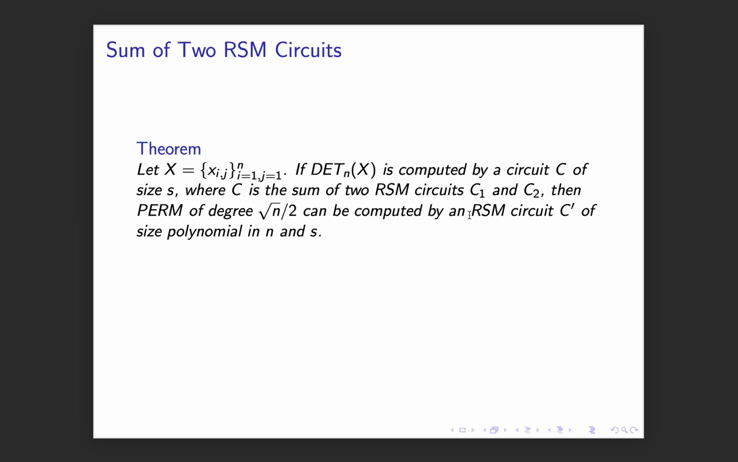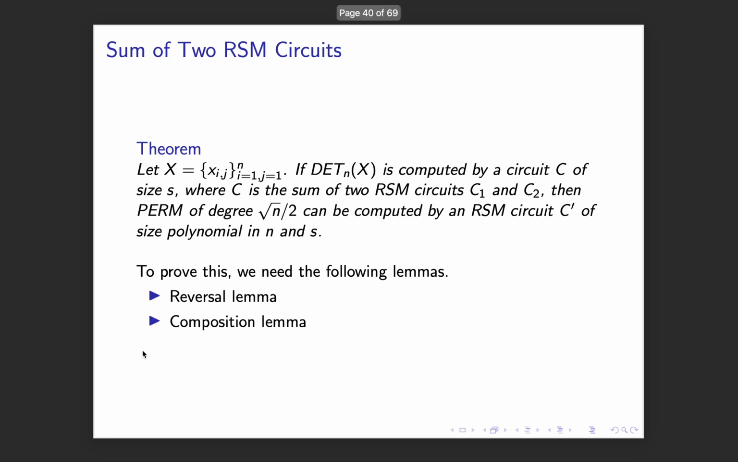Now let's look at the simpler case, which is a sum of two RSM circuits. So X is a set of n squared variables. If the degree n determinant is computed by a circuit C of size S, where C is a sum of two RSM circuits C1 and C2, then the permanent of degree root n by 2 can be computed by an RSM circuit C prime of size polynomial in n and S. To prove this, we need the following lemmas, which we refer to as the reversal lemma and the composition lemma.